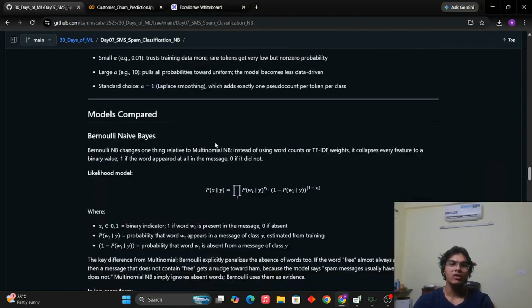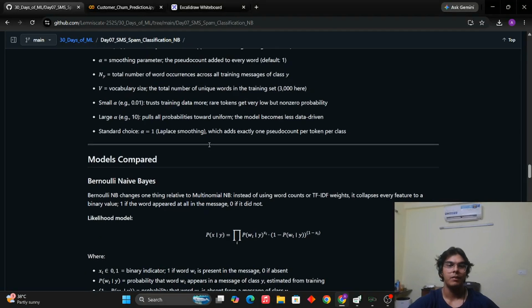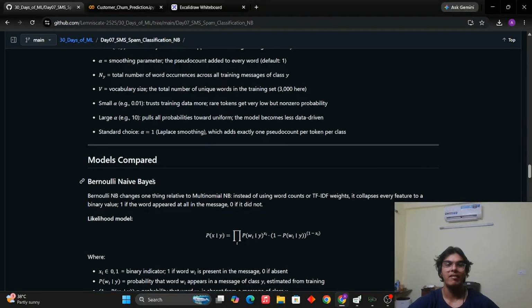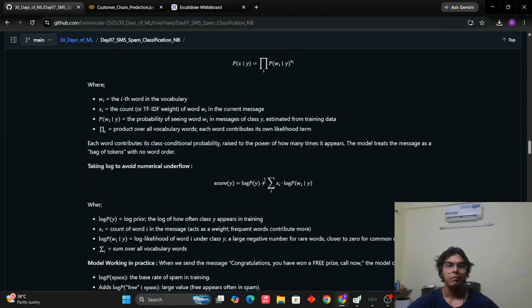Bernoulli naive Bayes also seems like a very close second option. Bernoulli naive Bayes is basically the same as the multinomial except that it works only for binary data. Okay, so this is also a very good fit for the model that we have built.